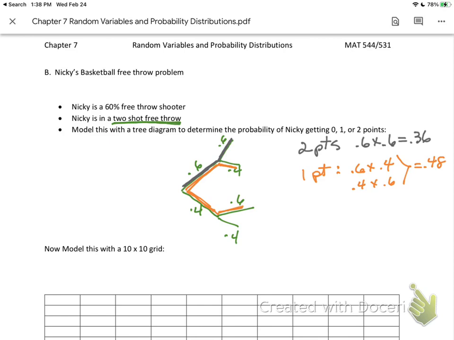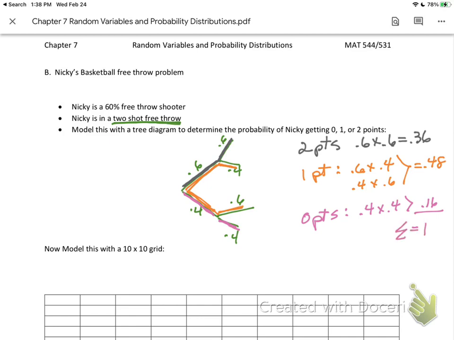Okay, so there's another option. She could get 0 points. So how would she get 0 points? Well, she would get 0 points if she missed the first shot and then missed the second shot. And the probability of her doing that is 0.4 times 0.4, which is 0.16. And again, if you sum them, you will get a 1.